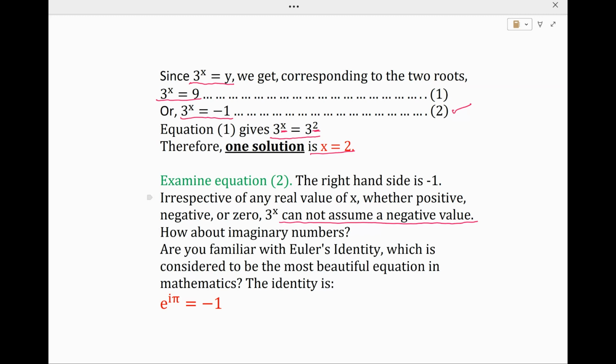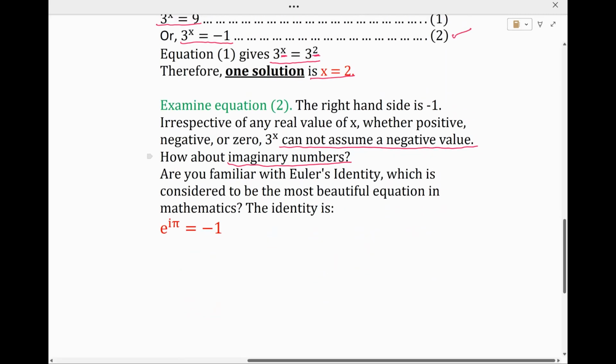And if x is a negative number, let us say minus 2, then 3 to the power of minus 2 will be 1 by 3 to the power of 2, which will be plus 1 by 9, still a positive number. If x is equal to 0, then 3 to the power of 0 is equal to 1. So in all cases, positive, negative or 0, the value always becomes positive. But these are for real values of x. How about imaginary numbers?